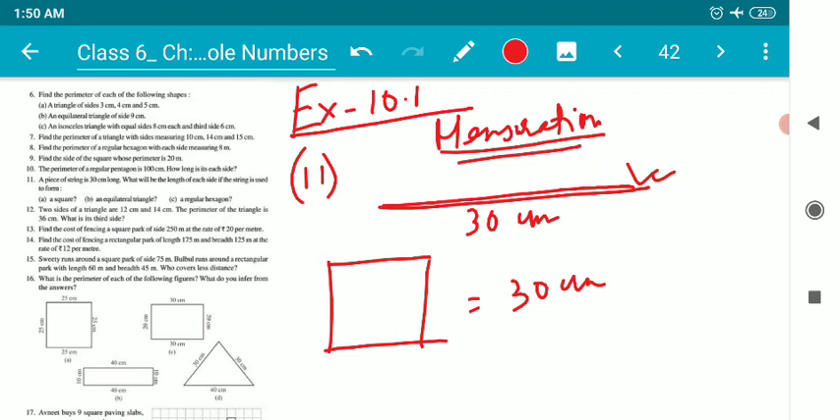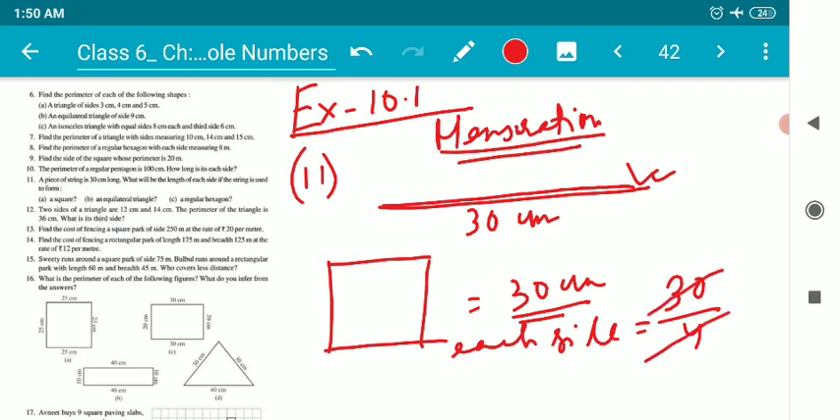Obviously, perimeter is the length of the boundary or the sum of the boundary. So it's supposed to be 30 centimeter only. Alright children, so perimeter is 30 centimeters. So what will be the measure of each side? For a square, we know that the measure of each side of a square is equal to perimeter by 4. Perimeter is 30 centimeter and as there are 4 sides in a square, naturally the measure of each side would be 30 divided by 4.